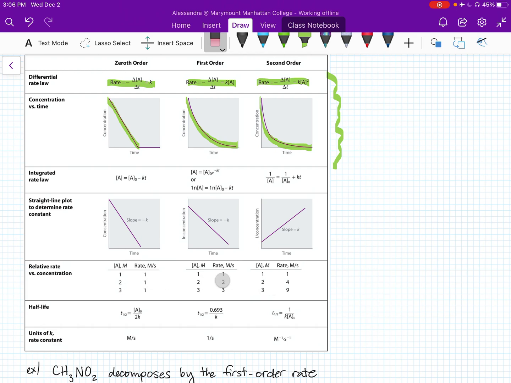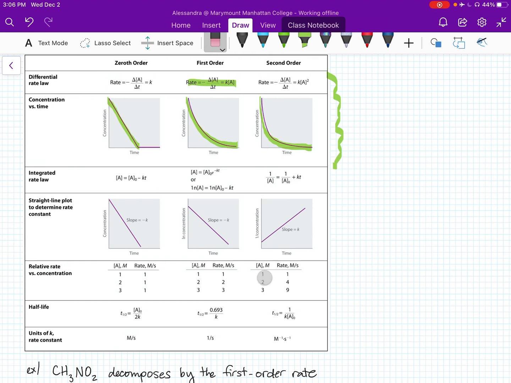The relative rate versus concentration shows what happens to the rate when we double or triple the concentration. So for 0th order kinetics, if we double or triple the concentration, there's no effect on the rate because the rate does not depend at all on A. The rate is only equal to the rate constant. Whereas for 1st order kinetics, if we double the concentration of A, we double the rate. If we triple it, we triple the rate. For 2nd order kinetics, we have a square, right? The rate is equal to k times the square of the concentration of A.